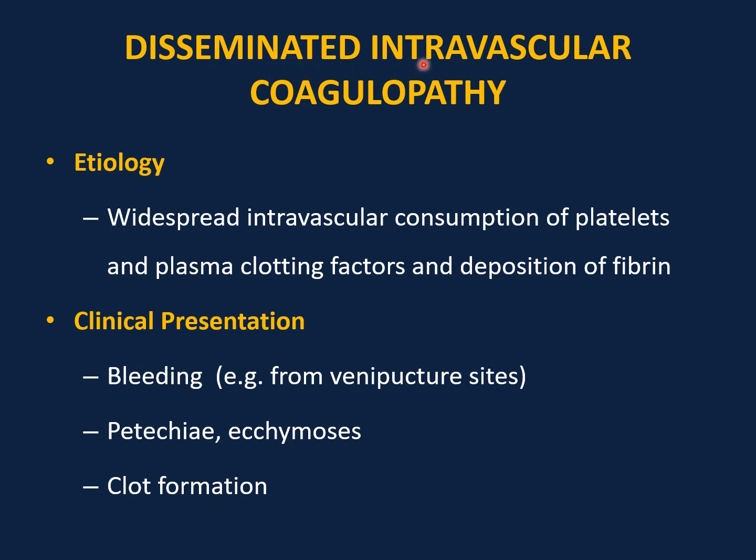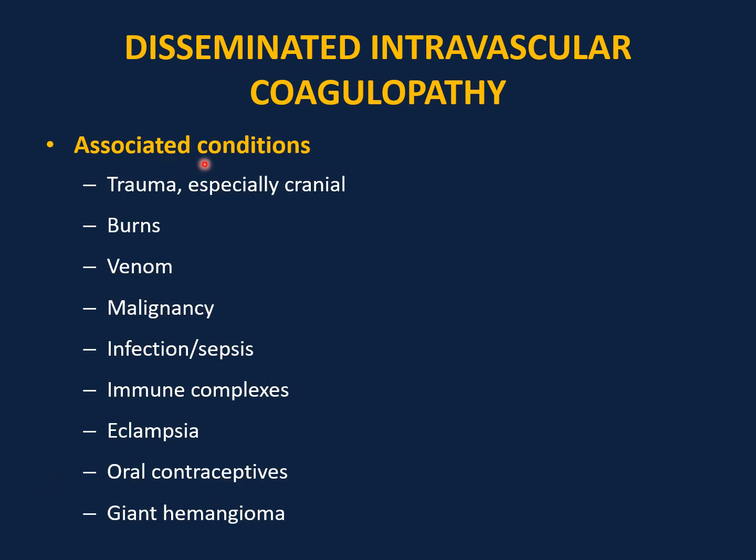DIC, or disseminated intravascular coagulopathy or coagulation. The etiology is widespread intravascular consumption of platelets and the plasma clotting factors and deposition of fibrin. Clinical presentation: bleeding from venipuncture site, petechiae, ecchymosis, clot formation. Common conditions associated with DIC: trauma, especially cranial, burns, venom or snake bites, malignancy, infection, sepsis, immune complexes, obstetrical emergencies, for example, eclampsia, oral contraceptive, and giant hemangioma.